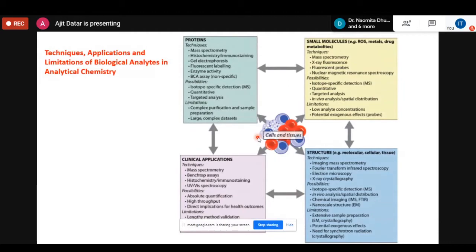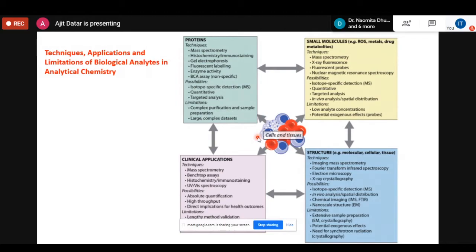Then limitations are there because the matrix is difficult, so complex purification and sample preparation is required. You will again see the sample preparation part is coming everywhere, and that's the critical point in any analysis. Then the second thing is that large and complex data sets are generated because of the proteins. A large amount of proteins are there in any given matrix, and when you want to analyze these proteins, large data gets generated, and this data also has to be analyzed very quickly.